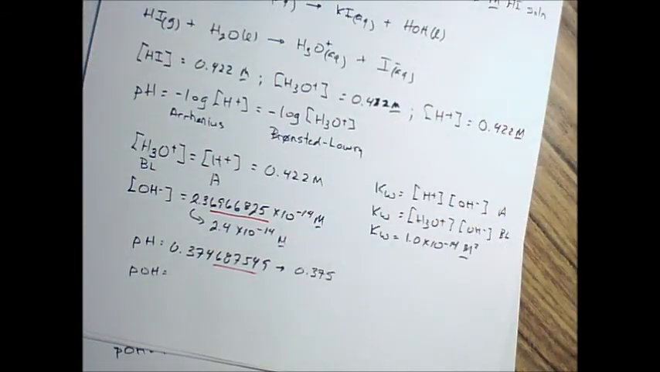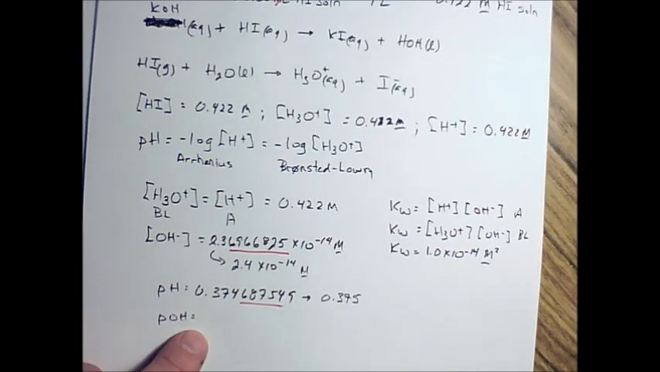Negative logarithm. Got it. 375 equals. What number? Oh yeah, I forgot about that. Oh yeah. Find it.